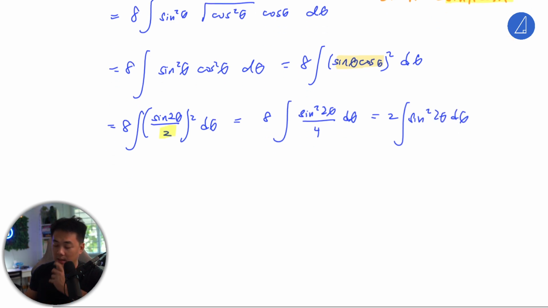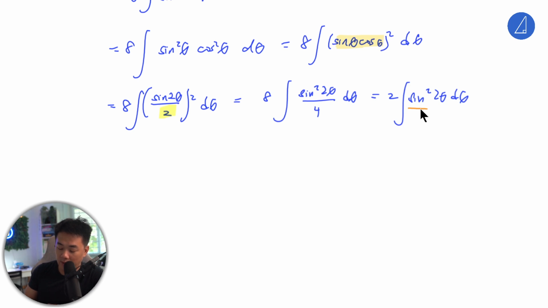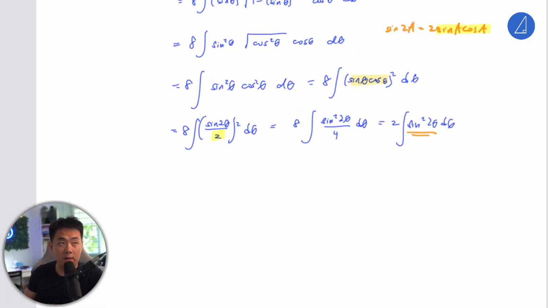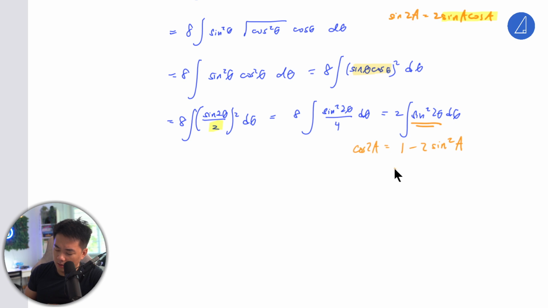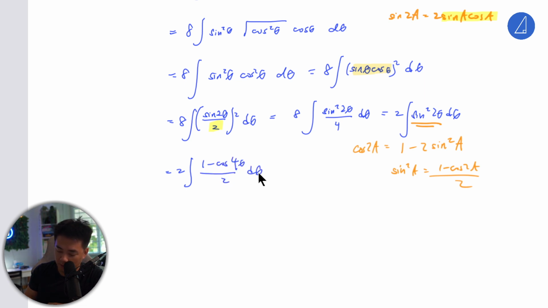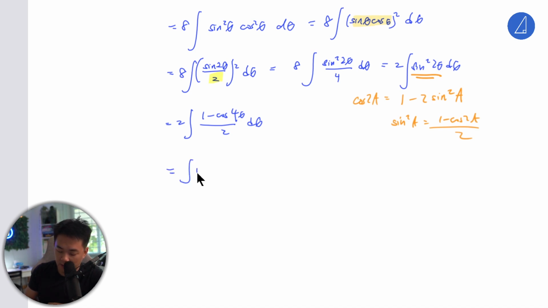Then here we use the double angle formula because we know that we can't integrate sine square, but we can integrate cosine theta, right? So cosine 2a is equal to 1 minus 2 sine square a. Okay, so sine square a, just be careful, is 1 minus cosine 2a over 2. So in this case, what we get is 2 times 1 minus cosine 4 theta divided by 2 d theta. Great. Then once this is done, we are left with 1 minus cosine 4 theta d theta.